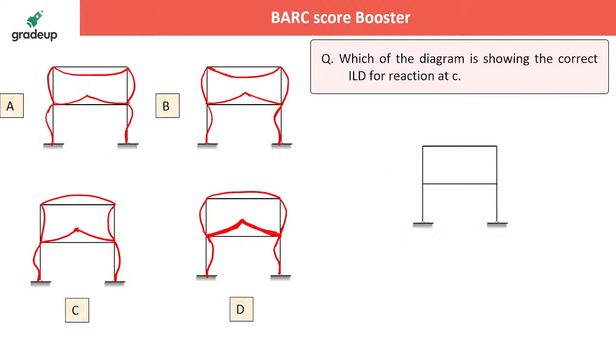Now what will be the correct ILD for the bending moment at C? C is here, this is the location of C. Same way I told you, keep your hands the way I told you, keep your hands here and your thumbs. Okay, I'll just draw it separately, I'll take the bigger one. This is your thumb, this is your hand.